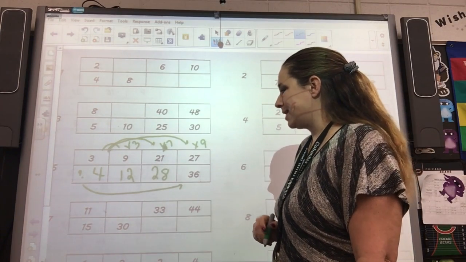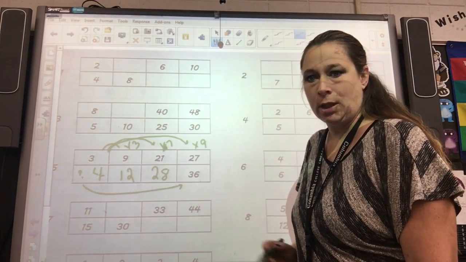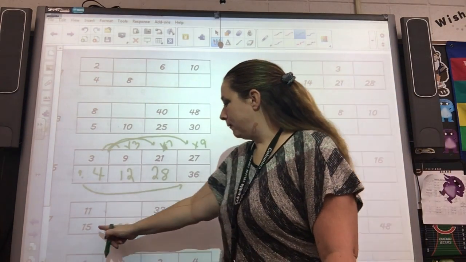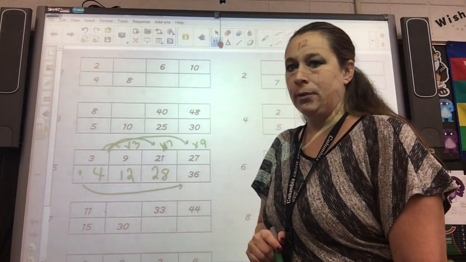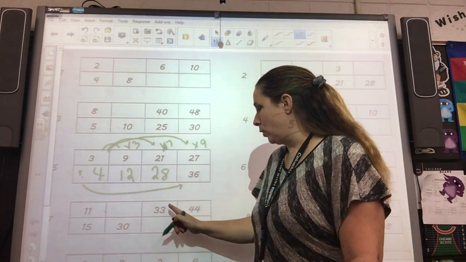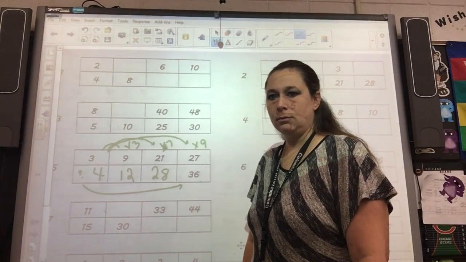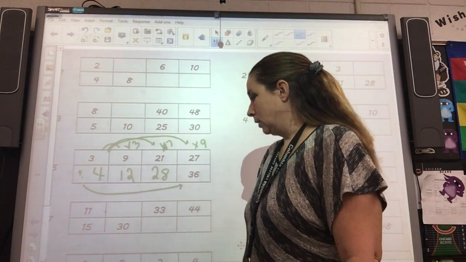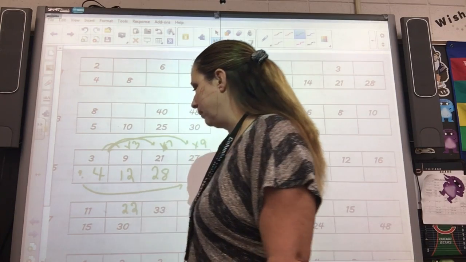Let's try number 7. I know I'm going 1, 3, 5, 7, but it's just easier to work down the column. All right, we've got 15, 30, blank, blank, 11, blank, 33, 43. Now, this looks like 44, 33. What could go here? You're right, it could be 22. But let's check and make sure.